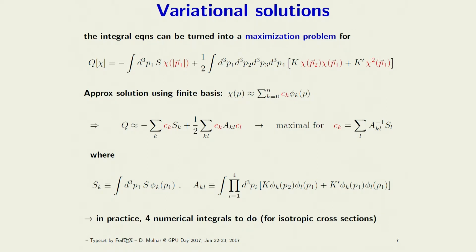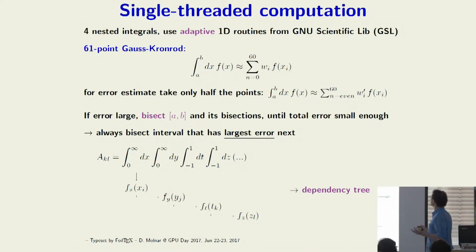It involves 12 momentum integrals of some kernel, and then you plug in here various basis functions. Now, with some work, you can bring down the 12 integrals to 4, but those remain, and you have to do them numerically. So you could say, 4 integrals, it's not really a big deal, and indeed, for a single-threaded computation, we can do this, and we do this with an adaptive routine from the GNU Scientific Library. Adaptive 61-point Gauss-Kronrod works perfectly in each dimension. So you have nested integrals, and each one of them uses adaptive integration, which is basically based on the 61-point formula.